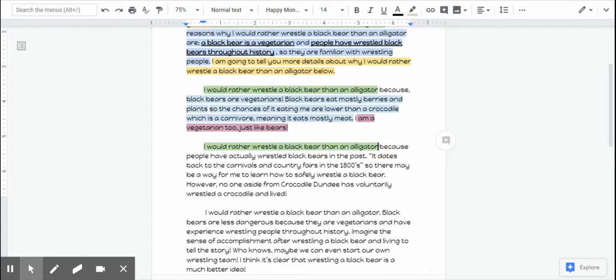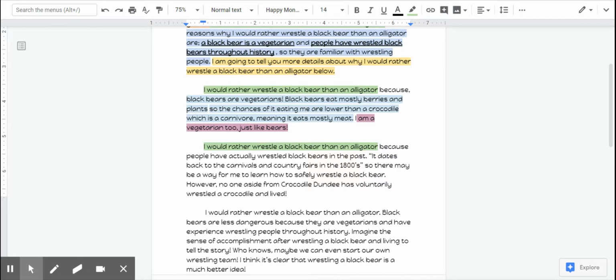And what's so cool is that you guys have to have 3 to 5 sentences per paragraph, right? Well, adding in your claim as your first one is such an easy first sentence, right? And it's such a great way of getting your reader to understand, okay, this person's opinion is they'd rather wrestle a black bear than an alligator, and here's another reason why.